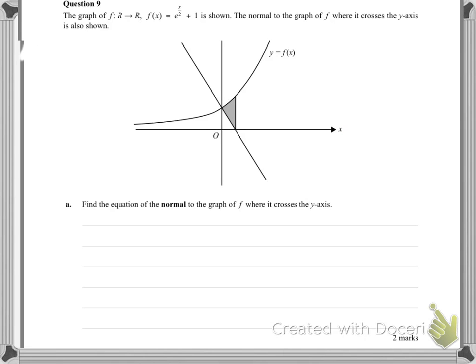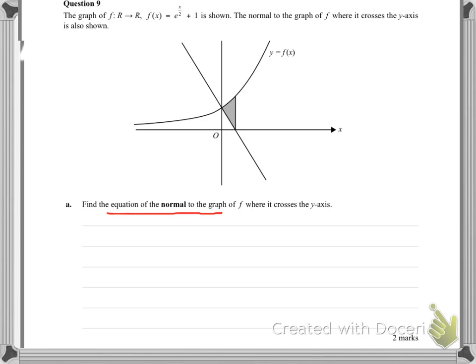Now the next question, you have to think about calculus, and we're finding the equation of the normal to the graph. This is a perpendicular line, it's perpendicular to the tangent. Alright, so have a look. e to the power of x on 2, plus 1, and the normal is shown as well. That's this line here, there's your normal to the exponential function.